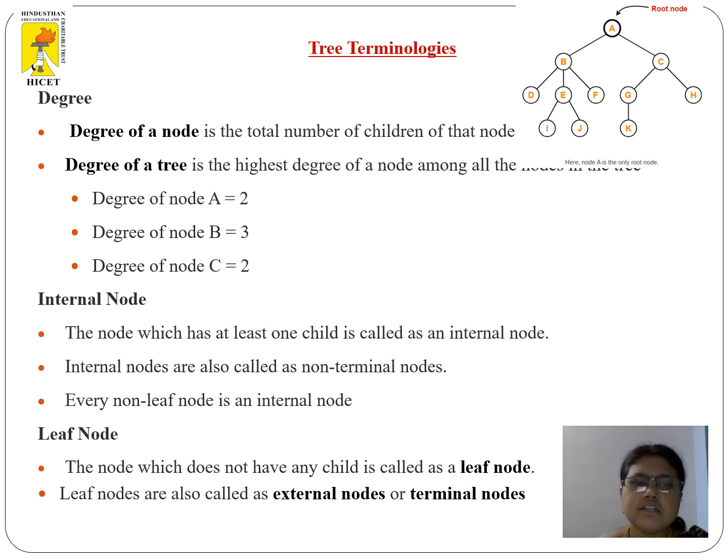For example, the degree of node C is 2, as it has 2 children. Internal node: the node which has at least one child is called an internal node. Internal nodes are also called non-terminal nodes. All parent nodes can be termed internal nodes. Getting to the definition of leaf node, the node which does not have any child is called a leaf node. Leaf nodes are also called external nodes or terminal nodes.